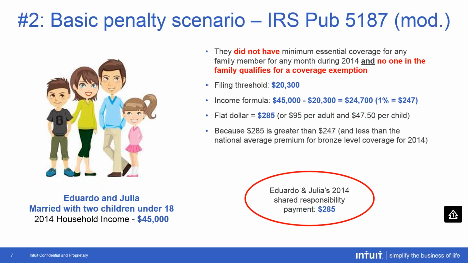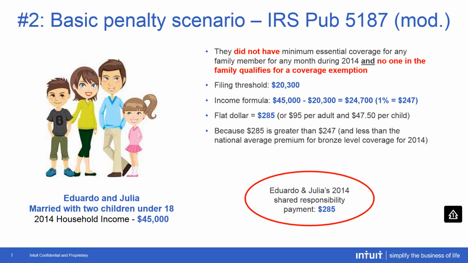Okay, use case number 2, another basic penalty scenario, also from Pub 5187, which I've modified. We have Eduardo and Julia, married and have 2 children under 18. They did not have minimum essential coverage for any family member for any month during 2014, and no one in the family qualifies for a coverage exemption. For 2014, their household income was $45,000, and their filing threshold is $20,300.